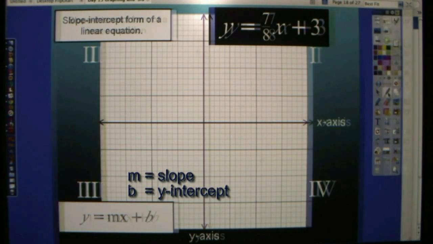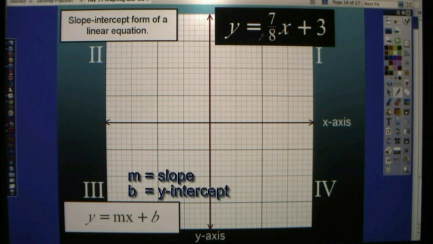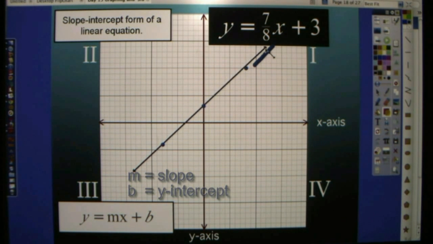Next equation, y equals 7/8 x plus 3. The intercept is positive 3. And we're going to make sure the line has a positive slope, I should say. There's 3. And then up 7, and run 8. And watch this. Down first, but that's the same as the rise. See how it works to make that positive slope? And there's the graph of that equation.